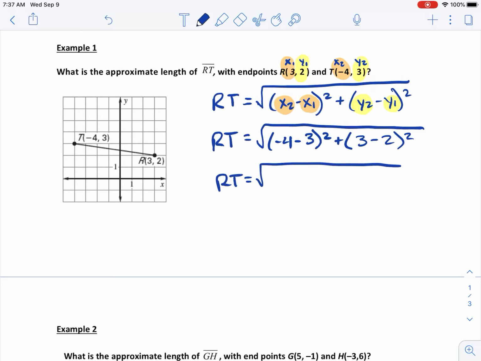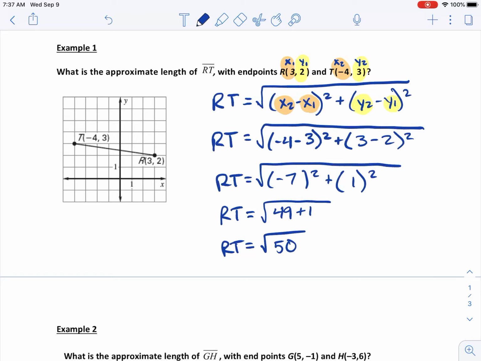So RT is equal to, and now we simplify. Inside the parentheses for the first one, what is negative 4 minus 3? That is negative 7 squared, plus 3 minus 2 is 1 squared. So RT is equal to the square root of, negative 7 squared is 49, and 1 squared is 1. We simplify again: 49 plus 1 is the square root of 50. You may hear some clinks in the background because I'm getting my calculator out right now, and you should probably get yours too.